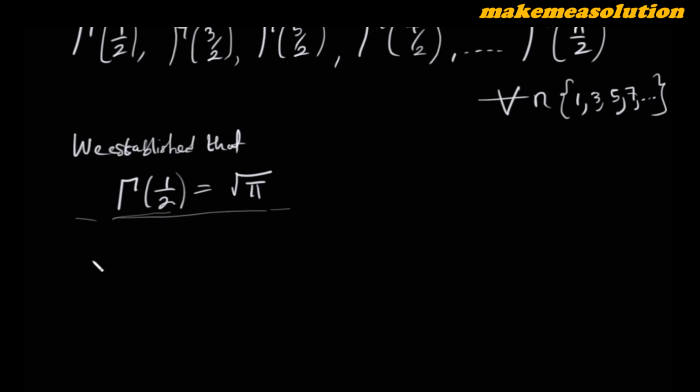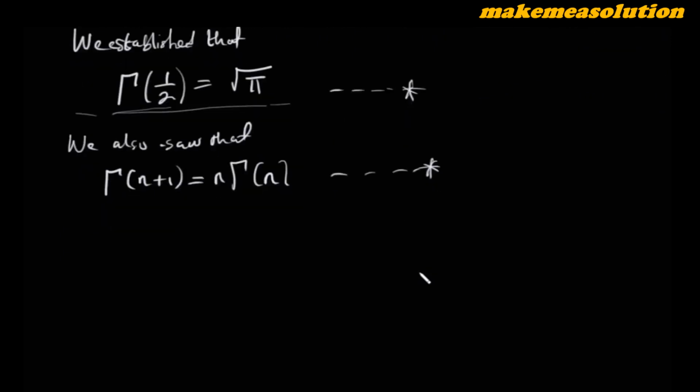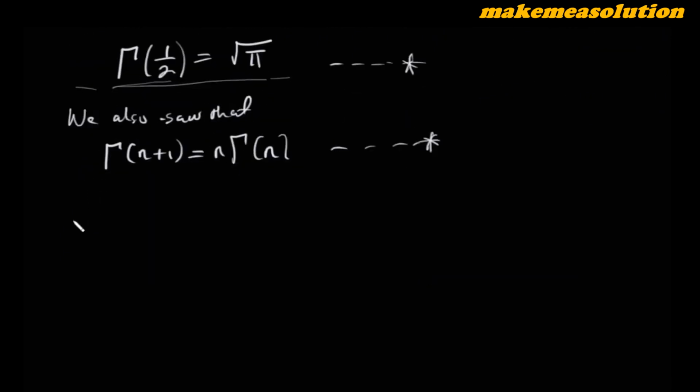So since it has been determined, we also need another recursive relation from one of the classes we held in the past. So gamma of n plus 1 is n gamma of n. So these two will be very critical in helping me to determine what I want, the general expression for gamma of positive half integers. So let's start with the gamma of 3 over 2.